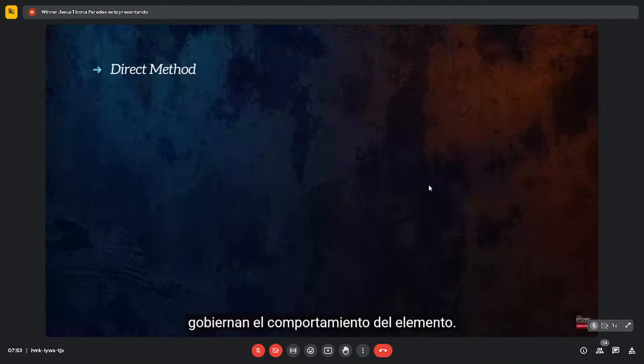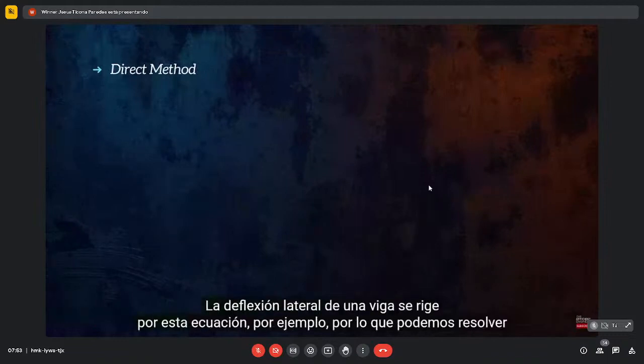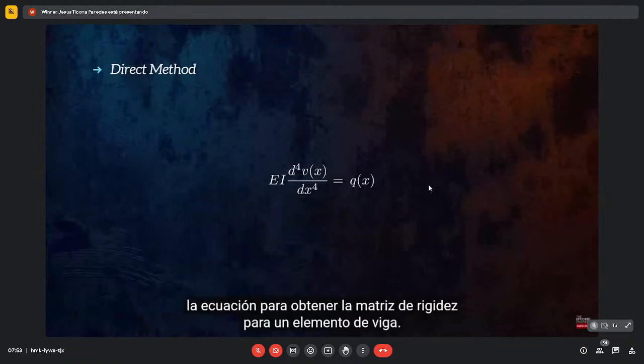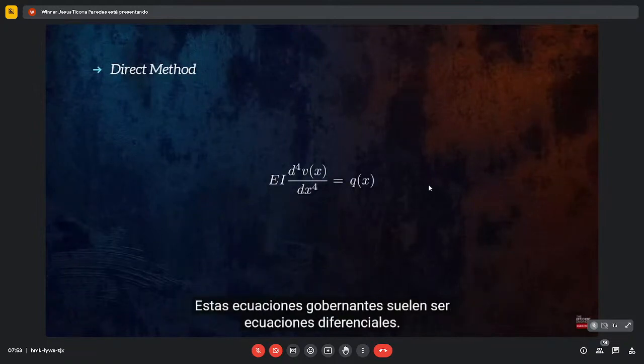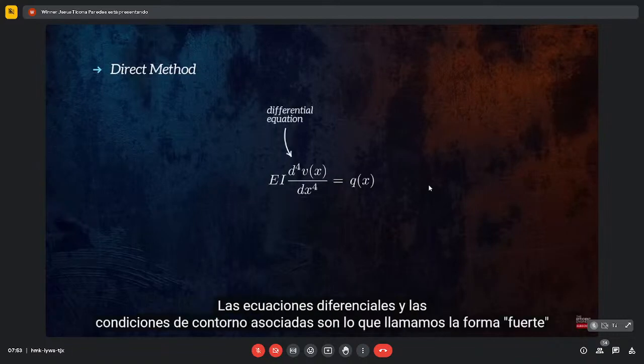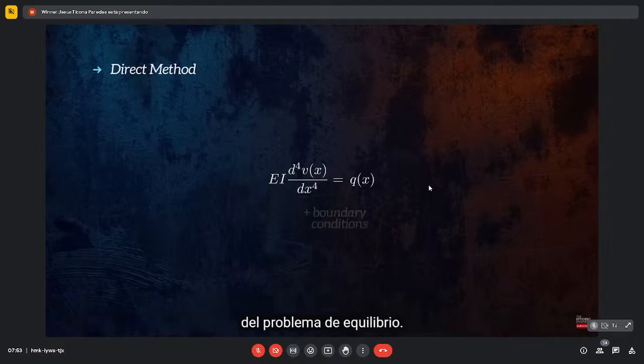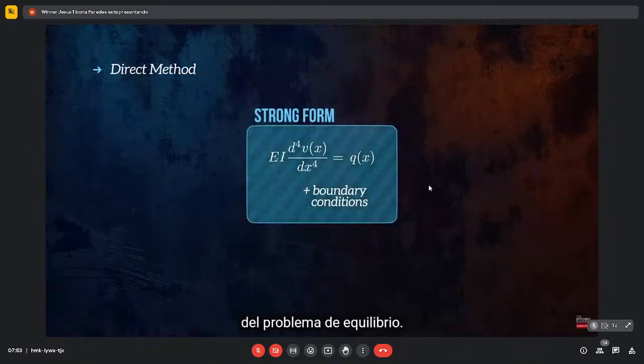The direct method derives the stiffness matrix directly from the equilibrium equations that govern the behavior of the element. The lateral deflection of a beam is governed by this equation, for example, so we can solve the equation to obtain the stiffness matrix for a beam element. These governing equations are usually differential equations. The differential equations and associated boundary conditions are what we call the strong form of the equilibrium problem.